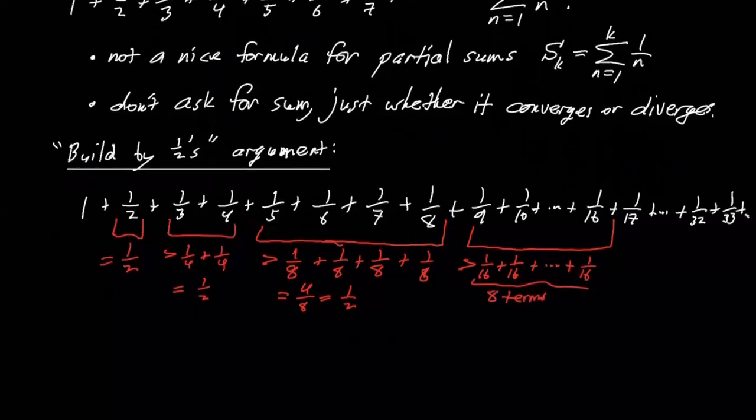So if I add 1/16 to itself 8 times, I get 8/16, which is a half. And one more time, just to illustrate it. Oops, I went too far. I want to go from a 17th to a 32nd, right?